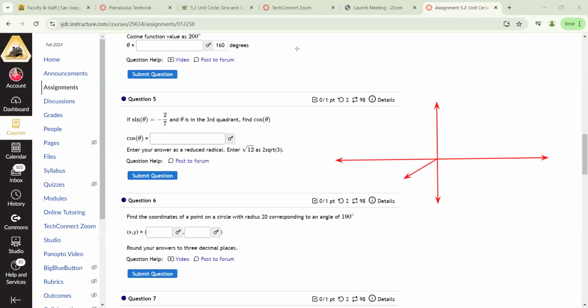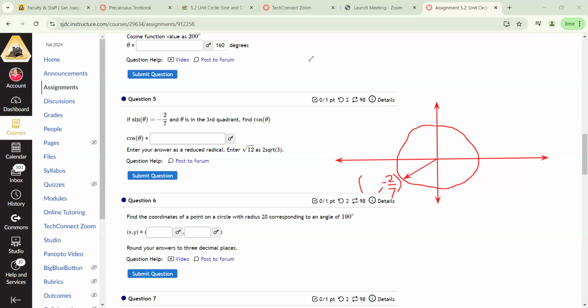So for this one, drawing a unit circle around this one. It's a freehand drawing, so the circle is not very round. But at this point, somewhere, the sine theta value is negative 2/7. And we're supposed to find the cos theta value.